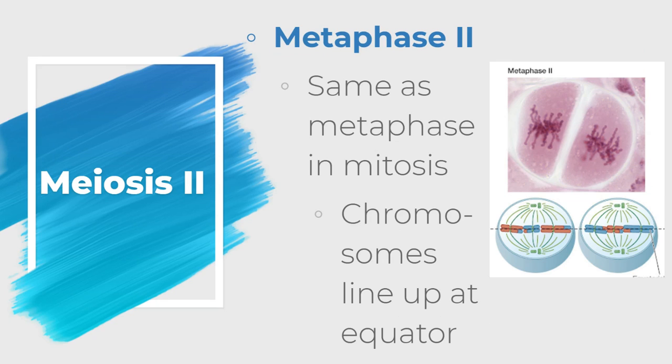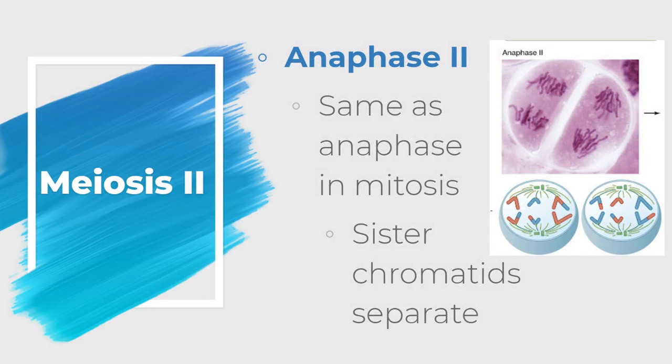In metaphase 2, again, this is exactly identical to metaphase in mitosis. We are going to have the chromosomes line up single file in the middle of the cell. And these spindle fibers at both of the poles are going to attach themselves to the centromere of each chromosome. In anaphase 2, this is exactly the same as mitosis. We are going to pull the sister chromatids apart in each of the cells. The cell is also going to elongate, in case you care.